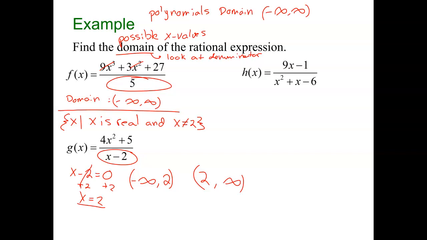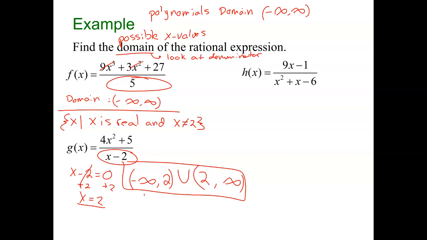A union. Put a union. And so we're saying that my domain is everything from negative infinity to 2. We're going to skip over 2 and then continue to infinity. All real numbers except for 2.